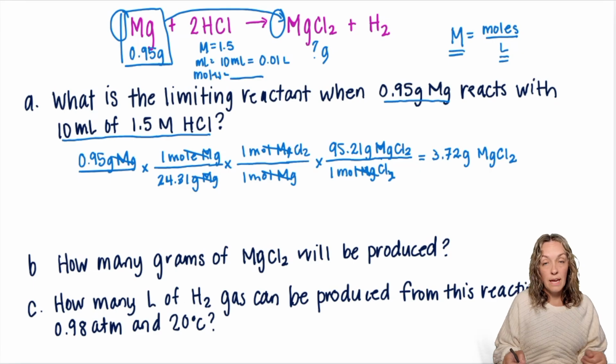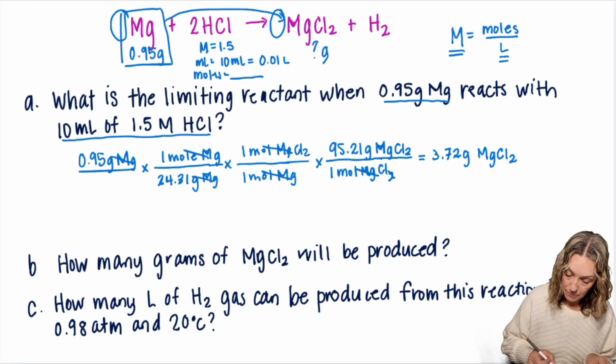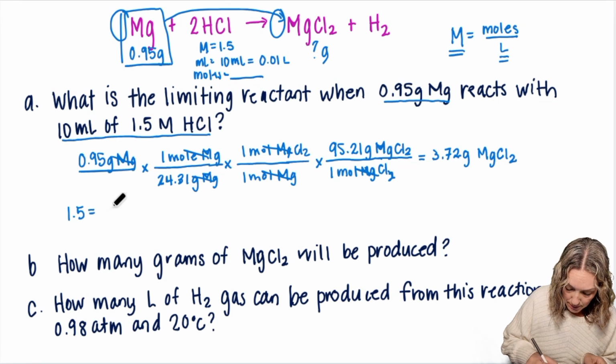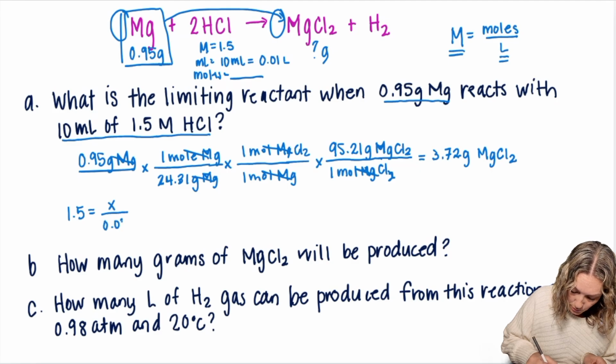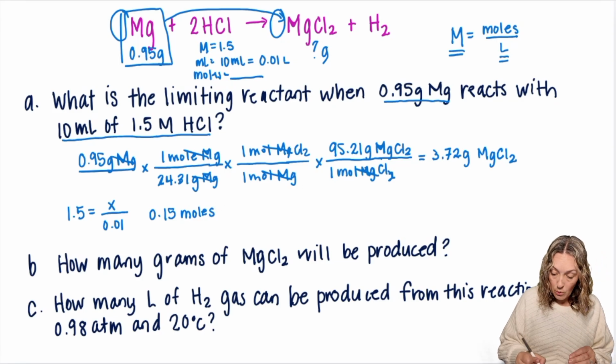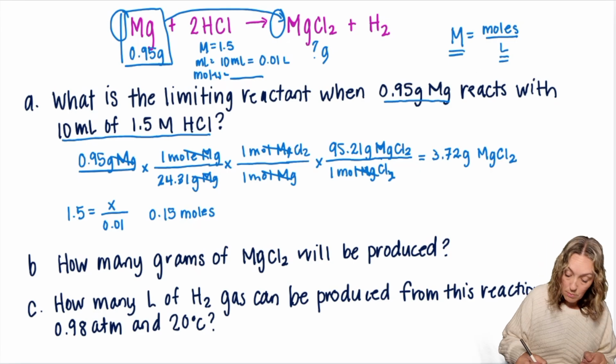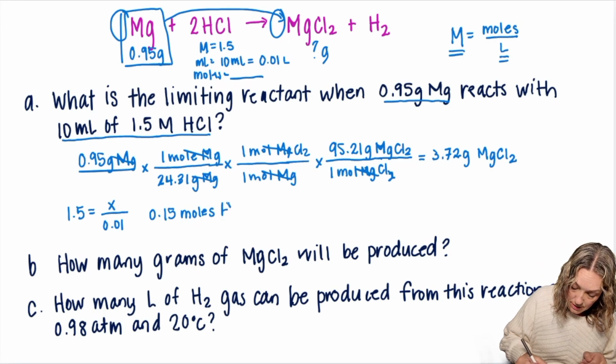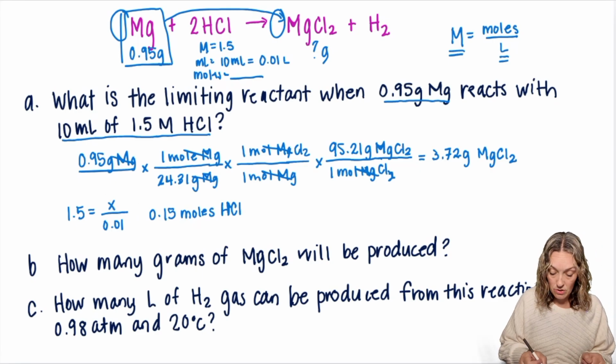As soon as I have moles, I'm ready to set up the stoichiometry problem. I'm going to substitute 1.5 in for my molarity. I don't know my moles, so I'm going to call that X, and my liters are 0.01. When I solve this, I get 0.15, but it's important to remember what unit and what substance this is referring to. This is moles because I was solving for the top variable here, and specifically, it's moles of HCl, since all of the numbers I put into my molarity equation pertain to the HCl.